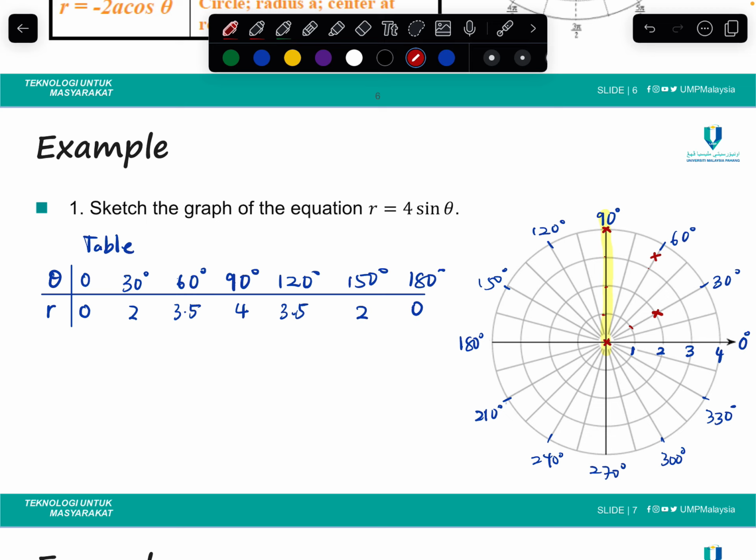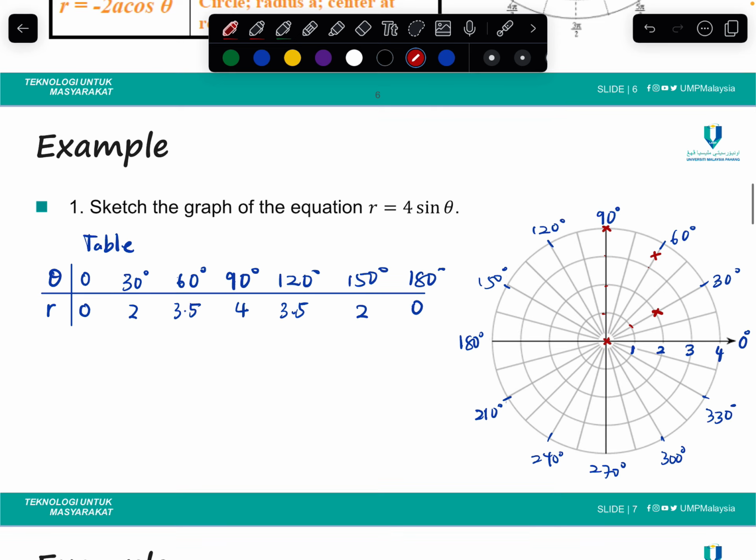Then we continue: 120 is 3.5, 150 is 2, and 180 is 0. So by now, we can see the pattern of the plotted points is a circle. Then just join all the points to make a circle.